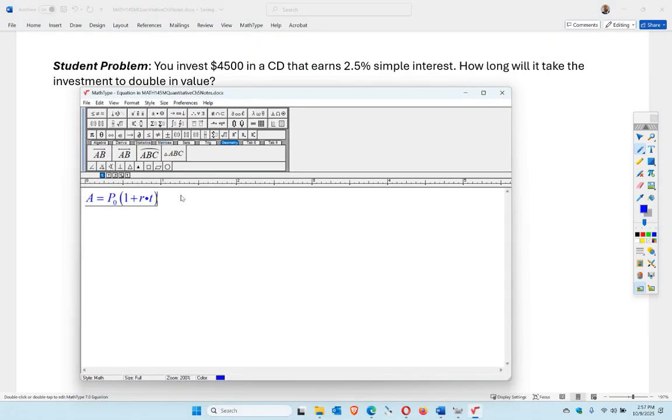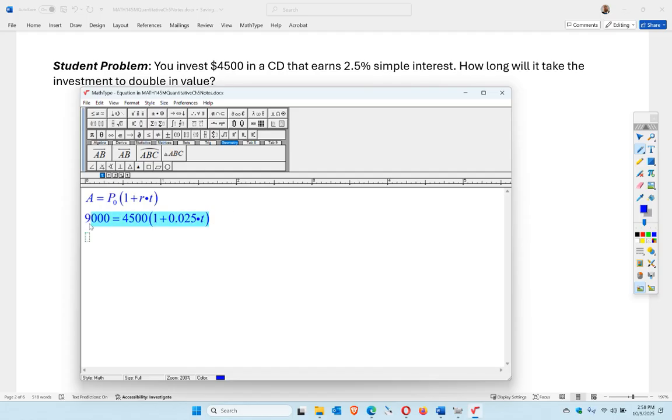Okay, so if we want to double our amount, that would be $9,000, correct? Because we're investing $4,500, so doubling it would be $9,000. The initial investment is $4,500. Then we have 1 plus the rate, well, it's 2.5%, so that's 0.025, right? That's the 2.5%, times T. You're like, wait a minute. But it says how long. We don't know T, right? So we need to solve the equation here algebraically.